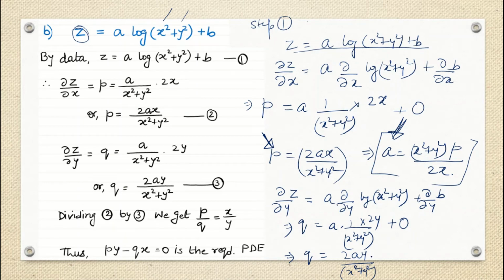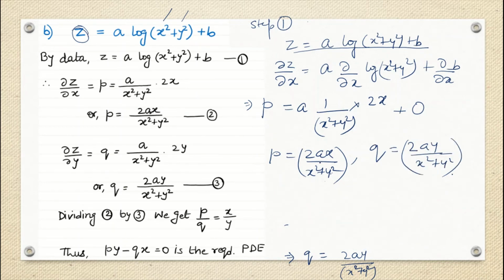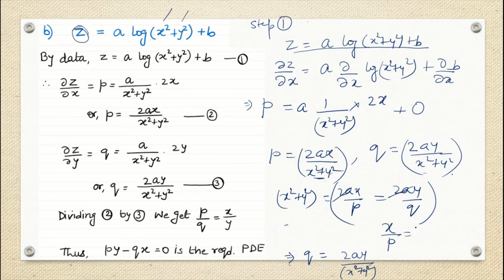So for that case, what I'm going to write down? We can see that in both places we have x square plus y square. So in this equation, x square plus y square is 2ax by p. And in this equation, the same thing, x square plus y square is nothing but 2ay by q. Okay. So in that case, 2a gets cancelled. So I can say that x by p is nothing but y by q. The same thing you can write as xq equals yp.